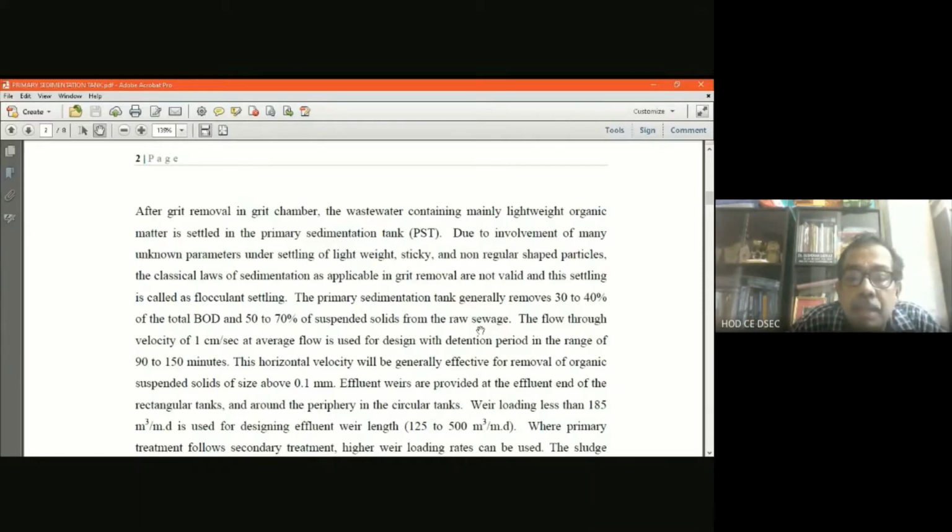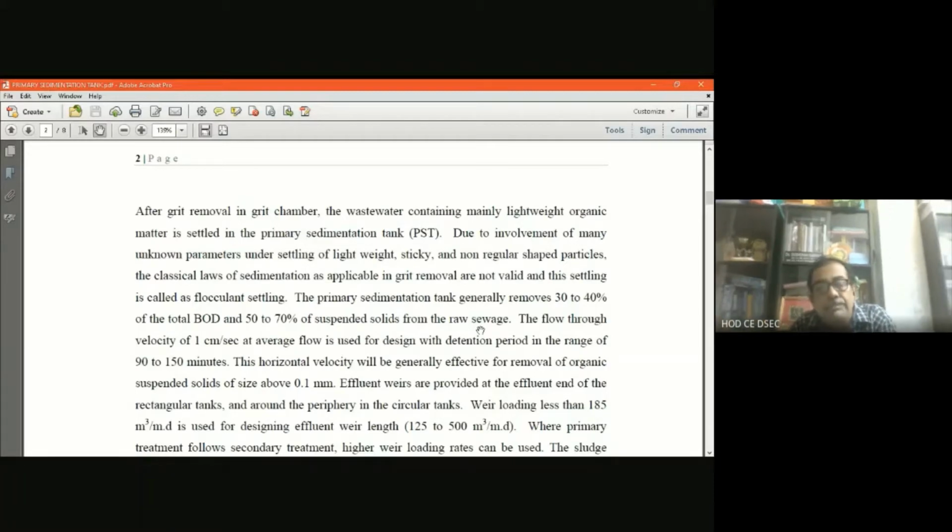So there are some different settlement characteristics of this tank compared to the grit chamber. What is the difference? There are very many unknown parameters in settling of lightweight particles, as well as sticky particles, which are not regular-shaped round particles. Maybe the non-regular shape we will be discussing here in settlement of this tank. So the classical laws of sedimentation, which were applicable in the grit chamber, are not followed here.